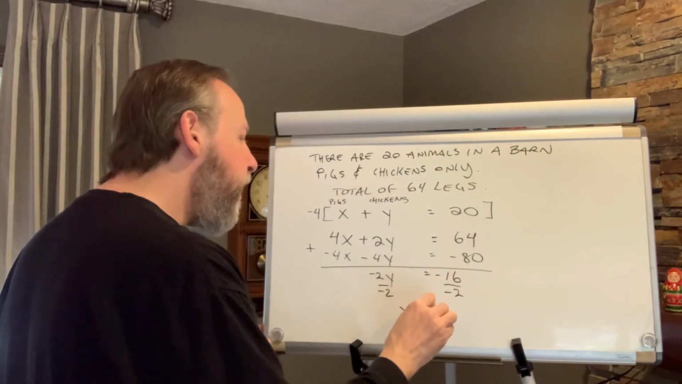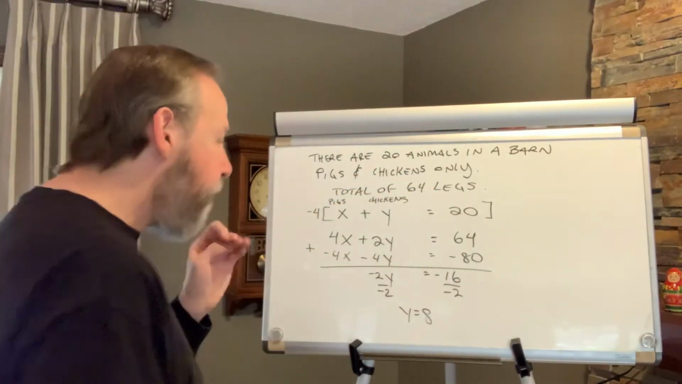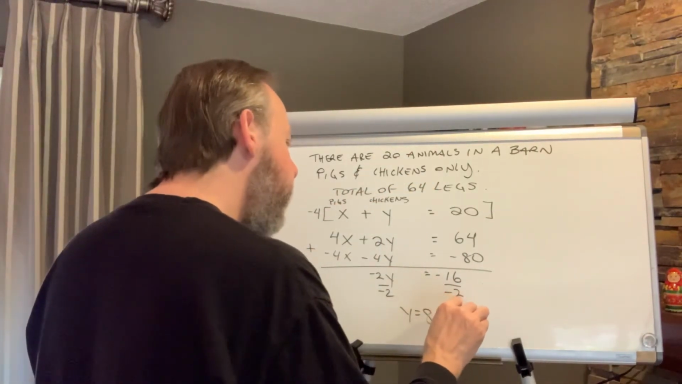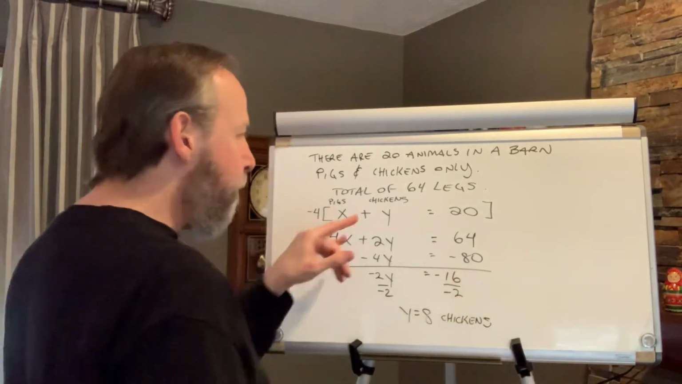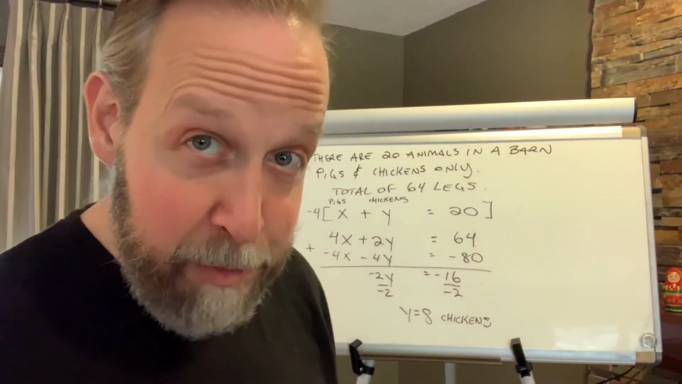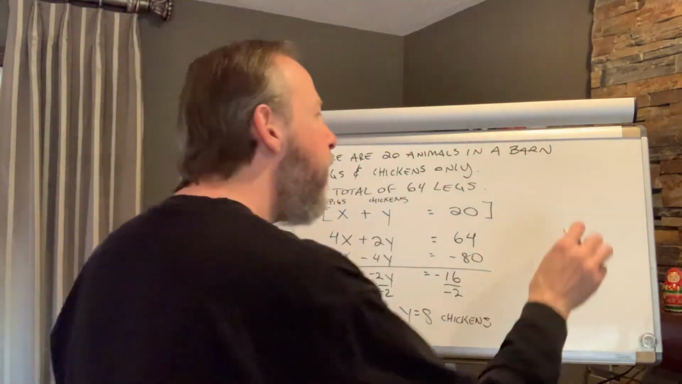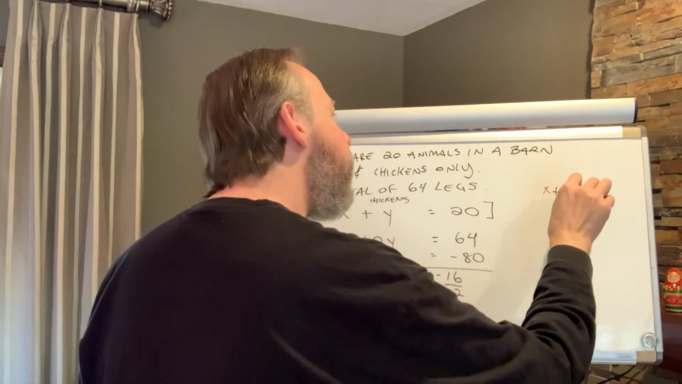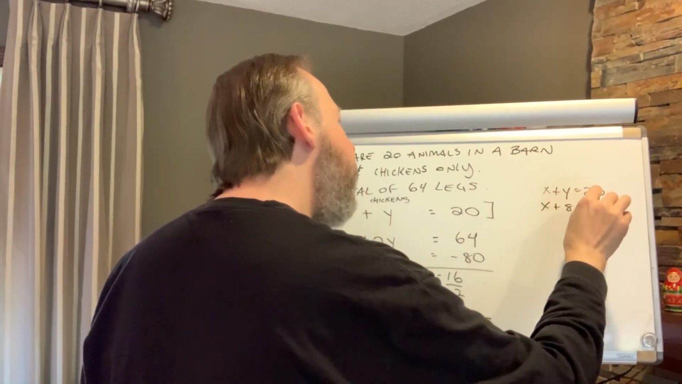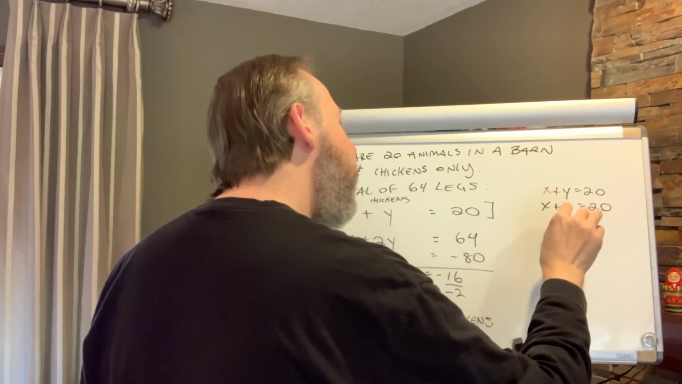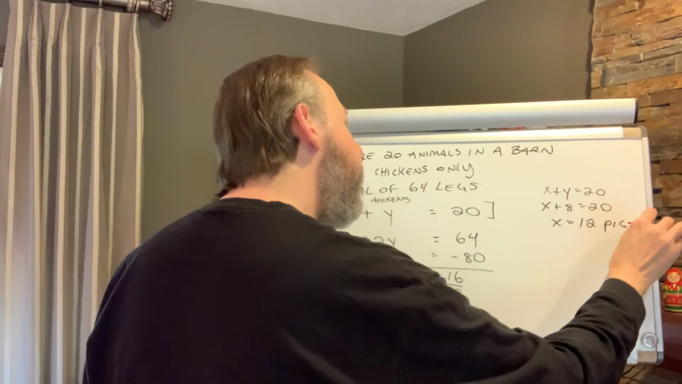Y equals 8. Y was chickens. So 8 chickens. How do we find out how many pigs? Well, the simplest equation was that there were 20 animals in total. X plus y equals 20. If x plus y equals 20, and y is the number 8, subtract 8, and we get 12 pigs.